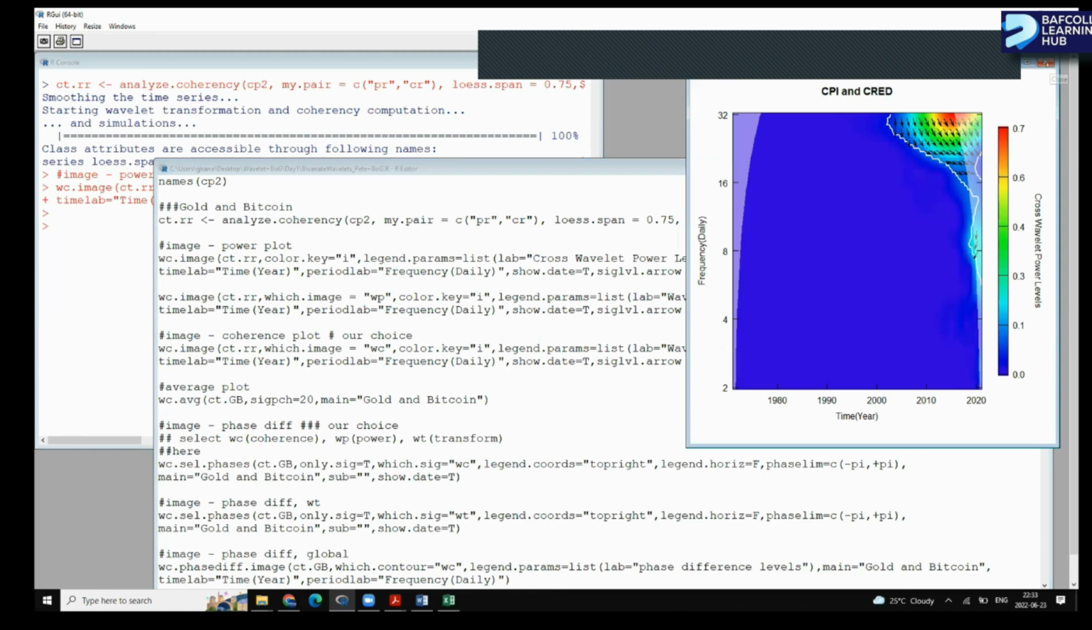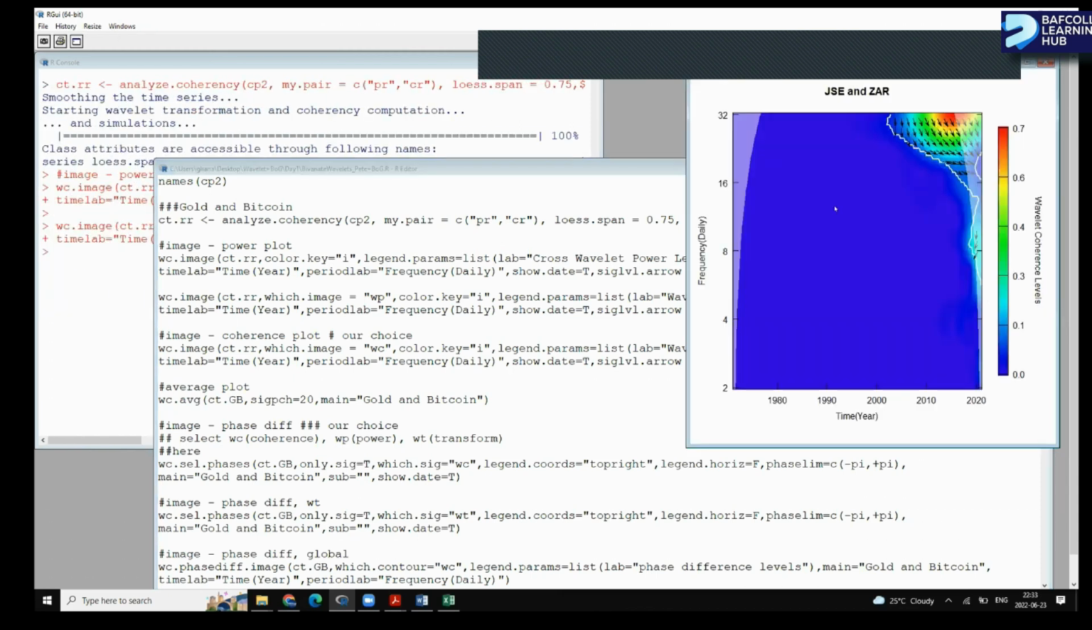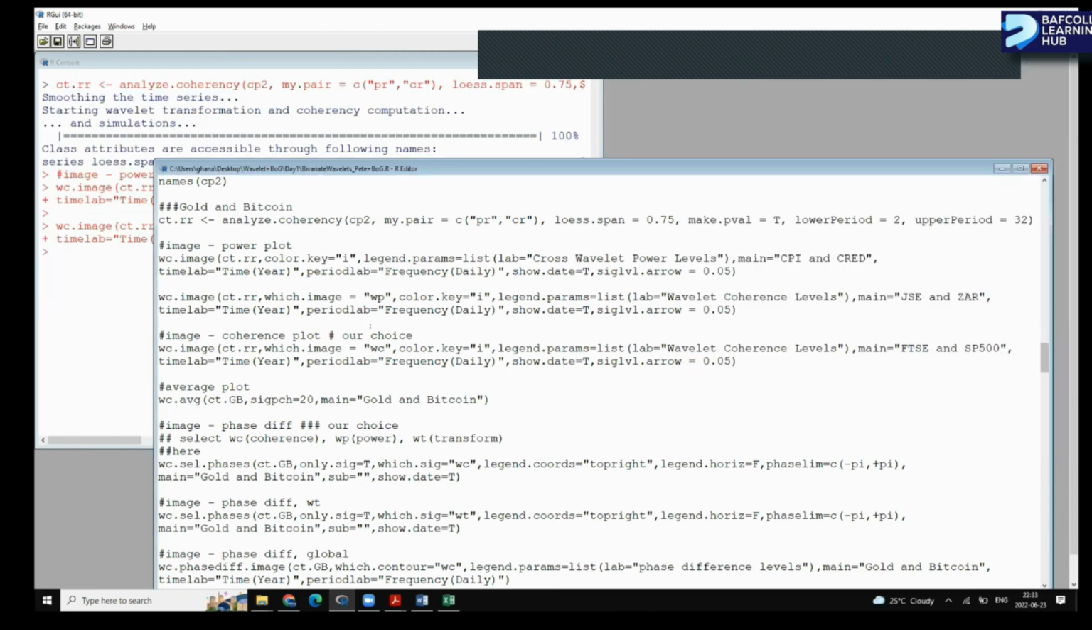You will usually not see it in the literature, which is the same as this, which is the same as this. But what we are interested in is the coherence. That's the one that we can interpret as correlation, but this time in time and frequency domain. So this is the one we are going to interpret. Okay, so which image do we see as the coherence?